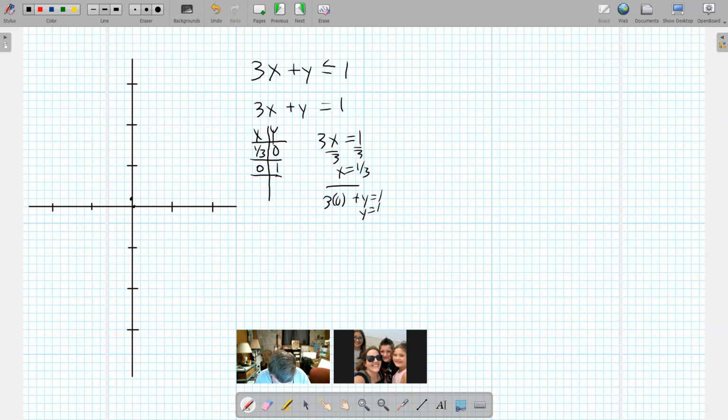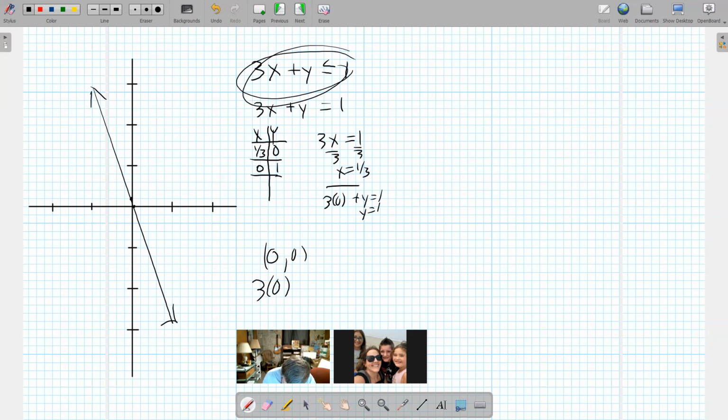It's not going to be super accurate because of what I'm using here, a ruler. Oh, it's going to be a solid line, isn't it? And it doesn't go through the origin. It looks like it on my graph, but it doesn't. So my test point is going to be (0, 0). I'm going to plug in there 3 times 0 plus 0 less than or equal to 1, 0 less than or equal to 1. That's true. So it's going to look like this.